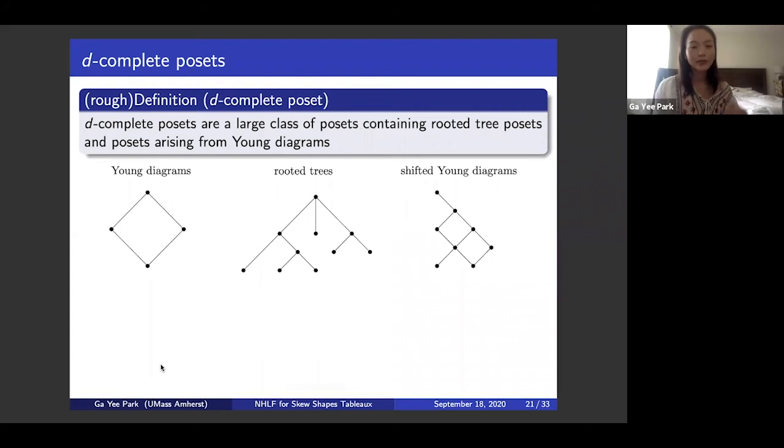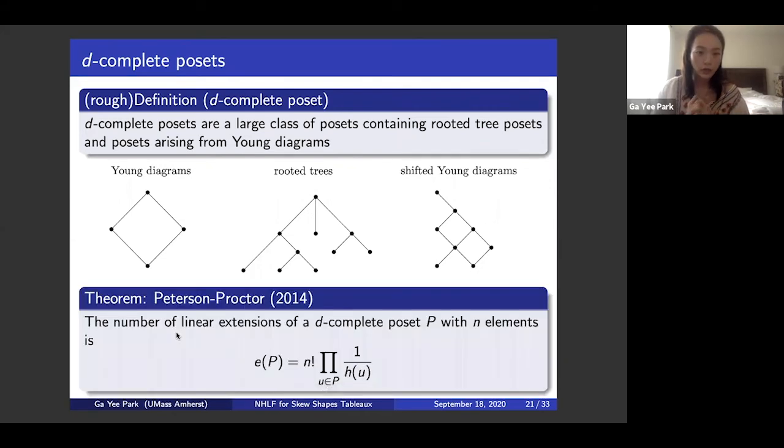So I've been talking about Young diagrams, and now I mentioned D-complete posets. So the D-complete poset is a large class of posets that basically behaves really nicely. It has the hook length formula to count the linear extensions. One example is Young diagrams, like the one that I've shown before. Another example is a rooted tree. Rooted trees also have a nice hook length formula, and shifted Young diagrams also have a very nice formula.